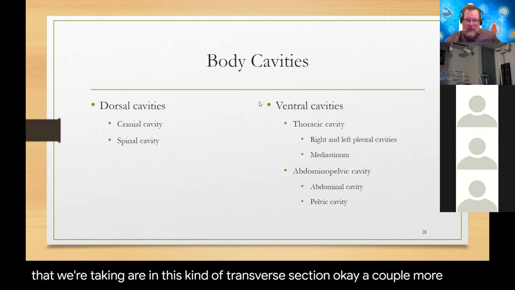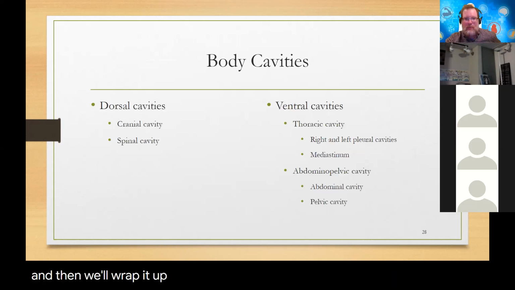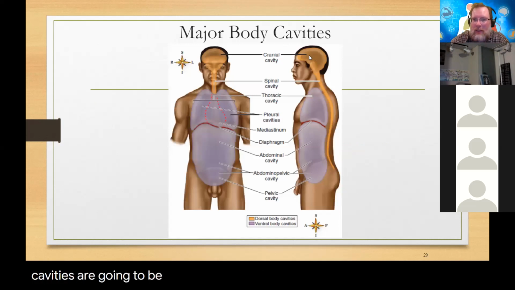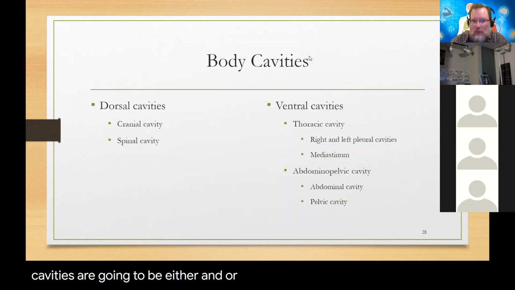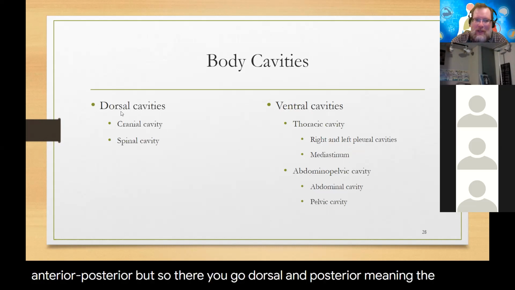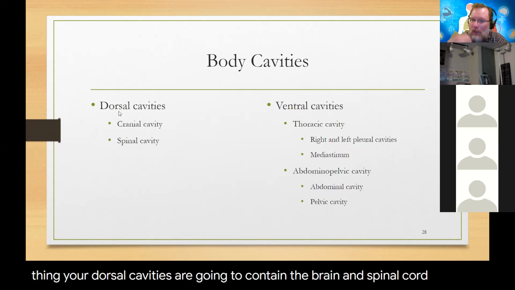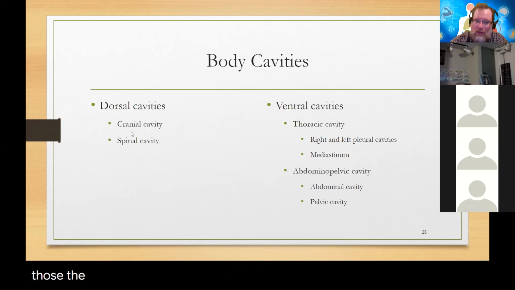Okay, a couple more things, and then we'll wrap it up. We have what are called body cavities. Your body cavities are going to be either dorsal or ventral. I almost said anterior, posterior, but so there you go. Dorsal and posterior mean the same thing. Your dorsal cavities are going to contain the brain and spinal cord. We call those the cranial and spinal cavities.